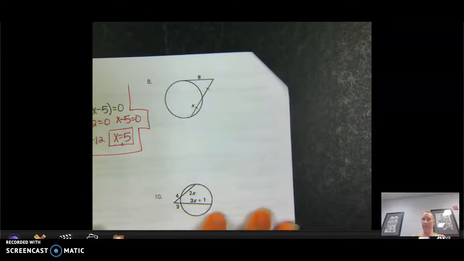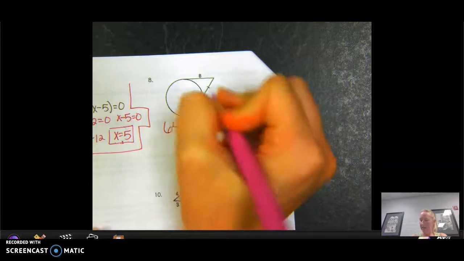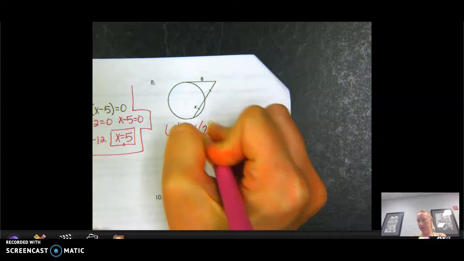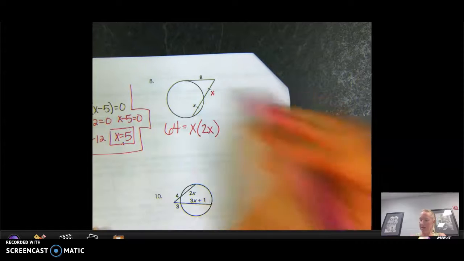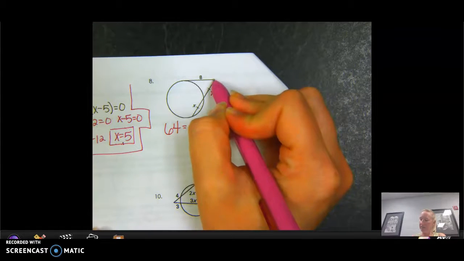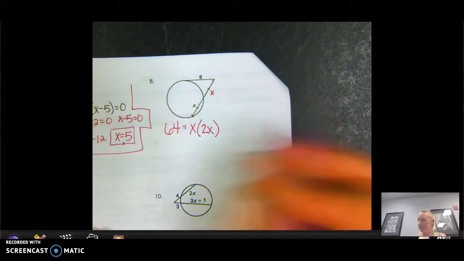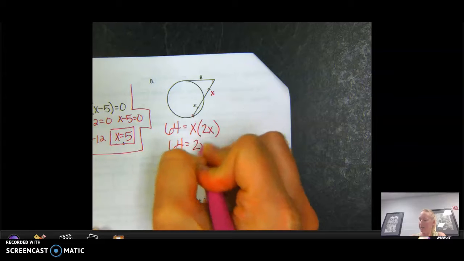All right, next one. We're going to do 8 times 8, which is 64, equals x times 2 x's. Okay? So I'm going to distribute. And I know that this is x, right? Because that's saying that's equal to that. So it'd be x times the whole distance. The whole distance is an x plus x, which gives us 2 x's. So when I distribute that, I get 2x squared.